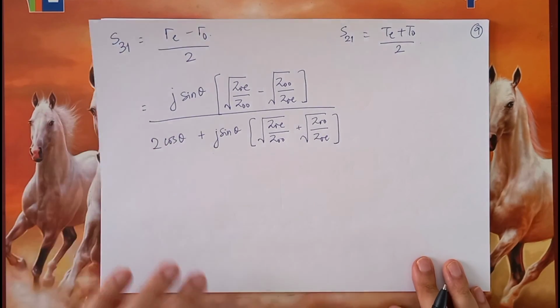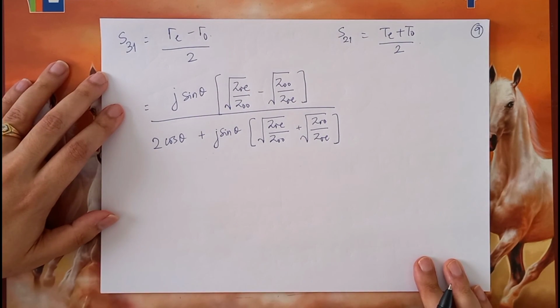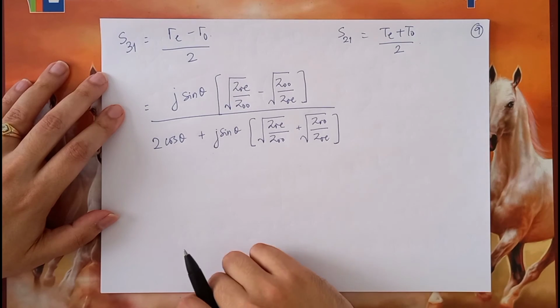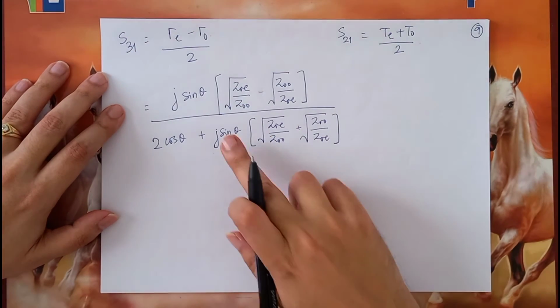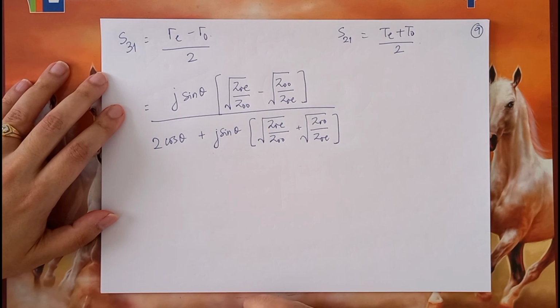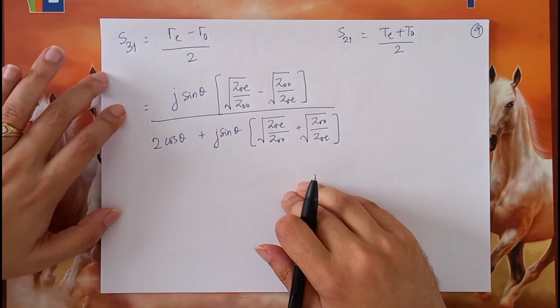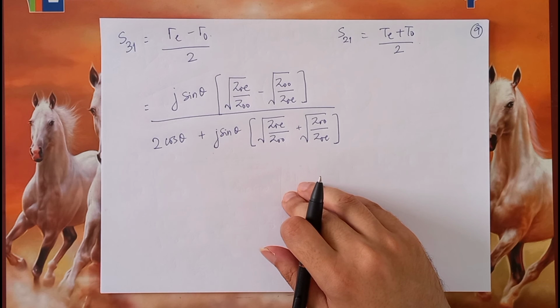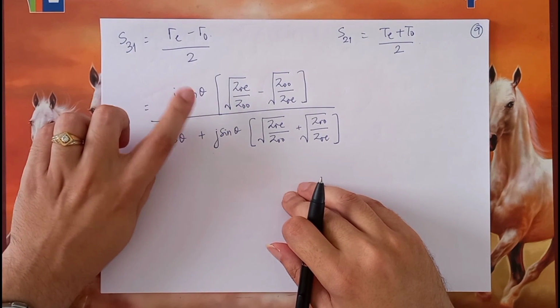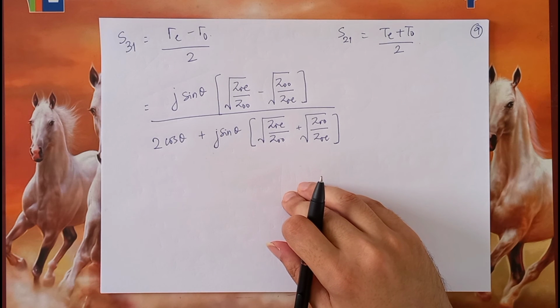This is what you get. So now you can see it is not all that simple. Now the S31 is indeed a function of theta and the impedances also. So what this means is that while we were able to achieve S11 and S41 as 0, S31 indeed is a function of theta.